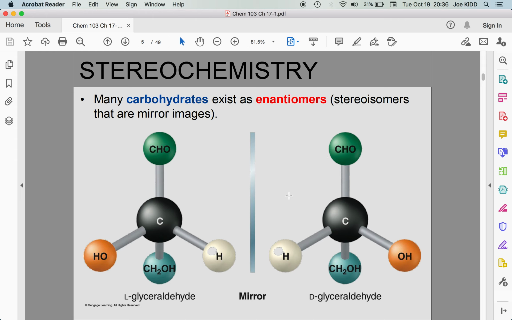The easiest way to say this is that a pair of enantiomers are non-superimposable mirror images of themselves. Something that we're all very familiar with would be our hands. If you hold your hands out in front of you where the thumbs are pointing at each other, your hands are mirror images of themselves. If this was your left hand and this was your right hand, and you had a mirror here, the mirror of the left hand would be reflecting the image of the right hand.